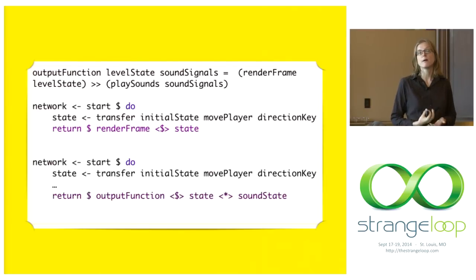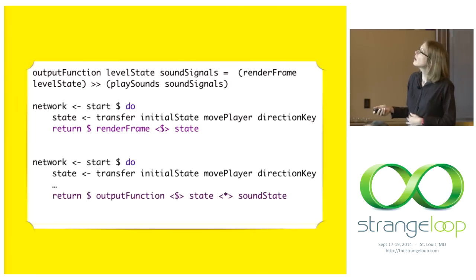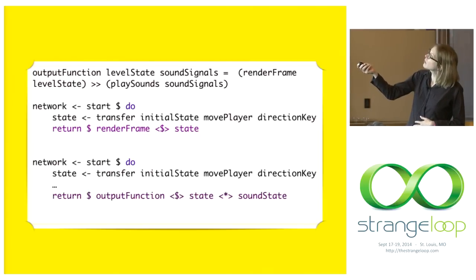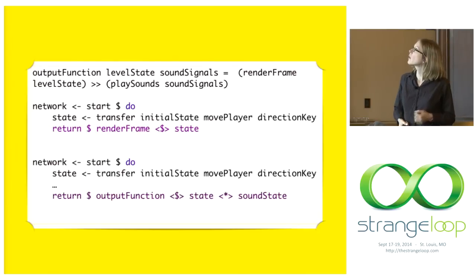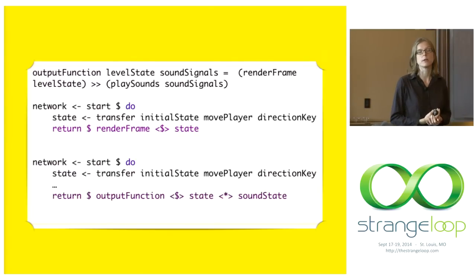Obviously, now your loop has to express more than one thing. You need to render a frame, but you also need to output sounds. And so you make a more generalized output function which threads both outputs, and then you use this, and your sound state should only have the relevant information for your sound.